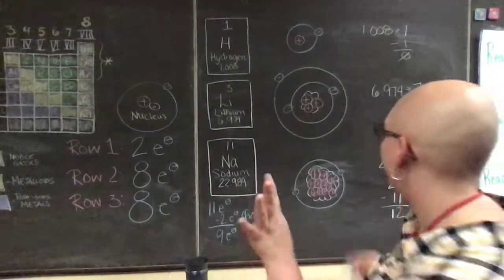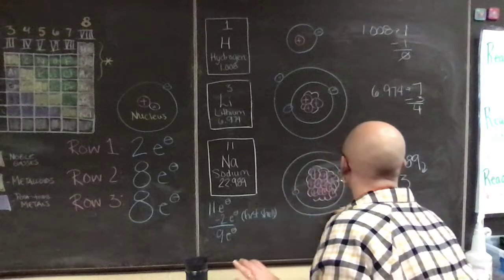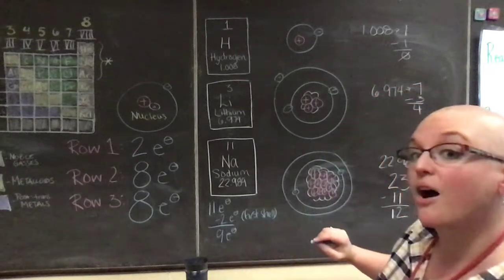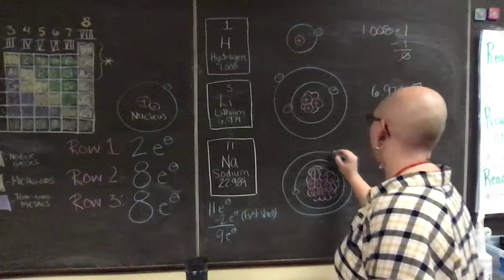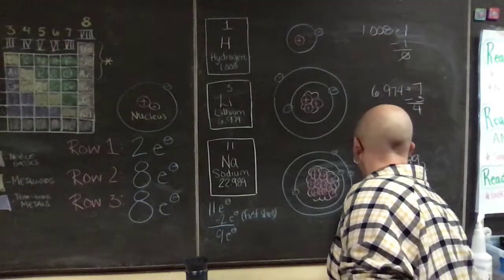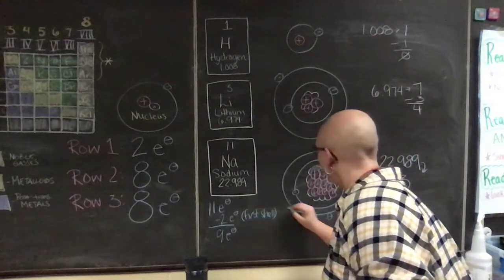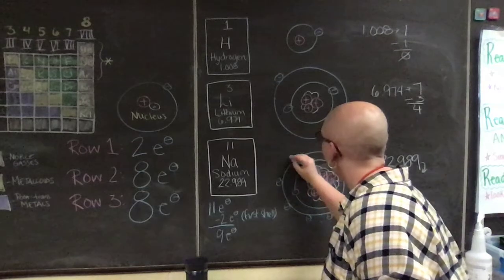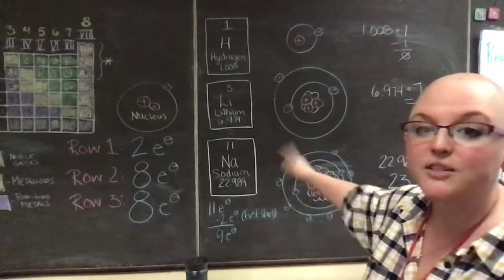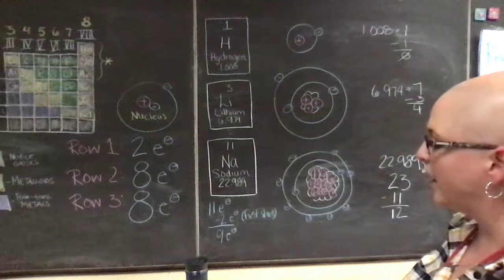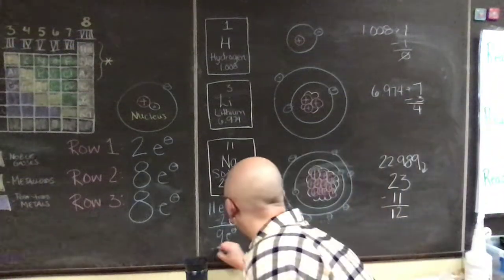And that's okay. So I'm going to draw a second shell. And I'm going to draw 8 electrons on here. 1, 2, 3, 4, 5, 6, 7, 8. There's my 8 electrons on the second shell. Bob's your uncle.